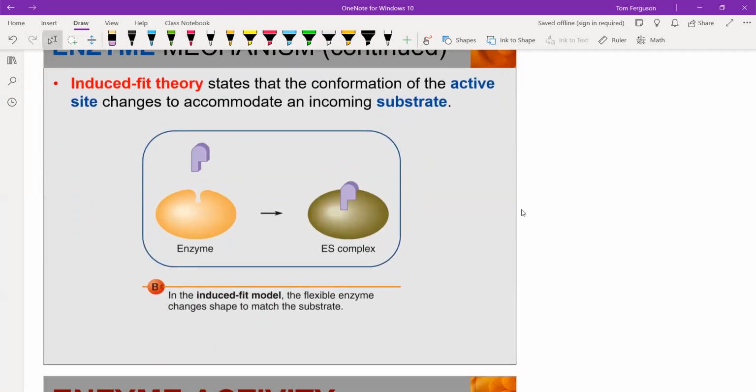The other general theory is called the induced fit. And basically, the active site conforms to the substrate. And there's varying degrees of this now. Some of them are very picky, some are not picky at all.